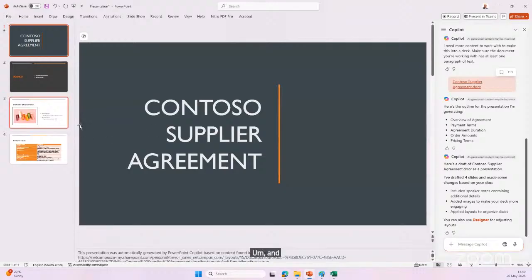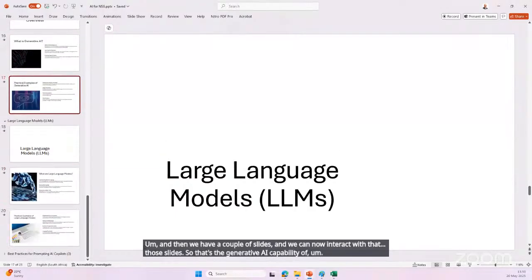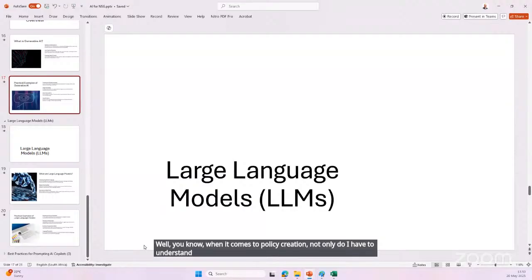And there we have a couple of slides, and we can now interact with those slides. So that's the generative AI capability of a Copilot. How is that going to help me? Well, you know, when it comes to policy creation, not only do I have to understand the policy creation procedure and be able to communicate that to my audience, but I also have to be able to output the policy based on a description that I provide.